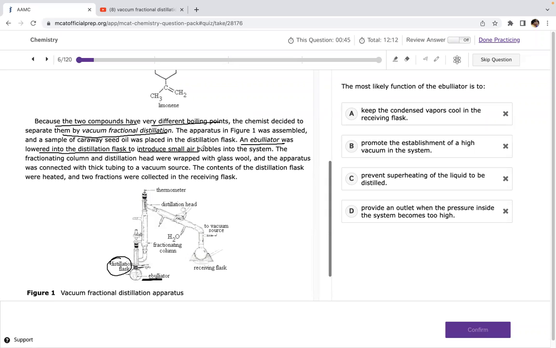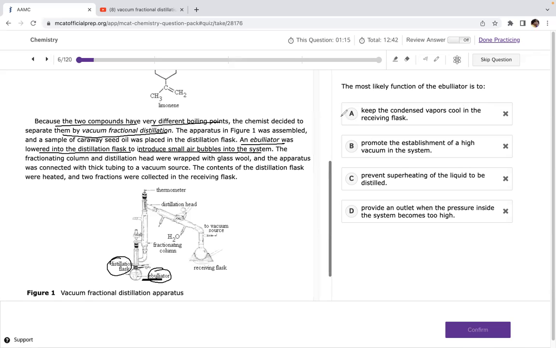Its function is to introduce a small air bubble into the system. So the work function of the ebullitor is to introduce air bubbles, basically. So this is a basic concept. Air bubbles should be used to prevent the superheating of a liquid. So this ebullitor's main function is to prevent superheating. Okay. So option A, keep the condensed vapor cool in the receiving flask.